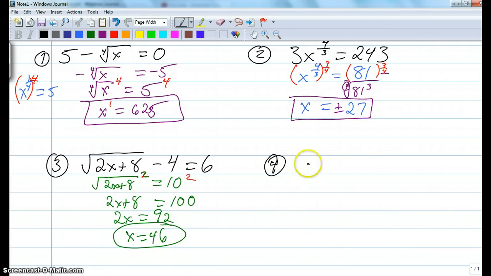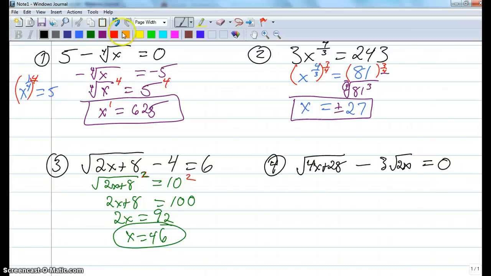Number 4. The square root of 4x plus 28 minus 3 root 2x is equal to 0. Hey, if you want to give this one a shot, you probably could. So go ahead and pause it and give it a shot.